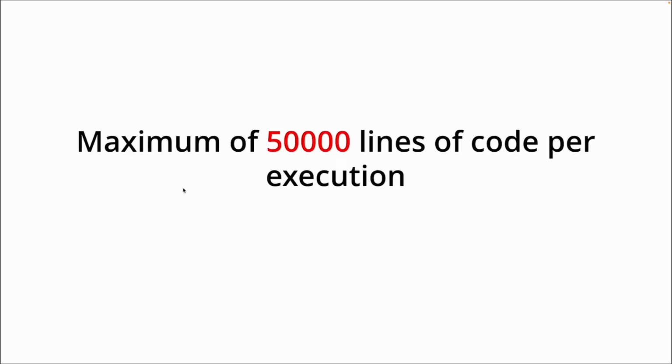And Deluge has a maximum execution limit of 50,000 lines of code per execution. And if your business case warrants it, we can increase that count by talking to our team.